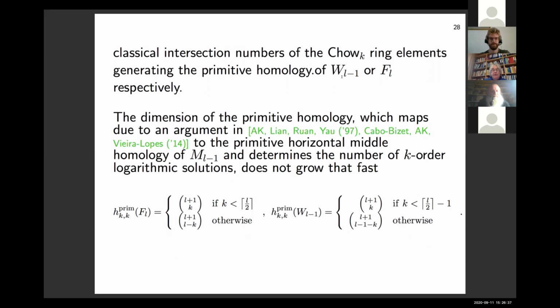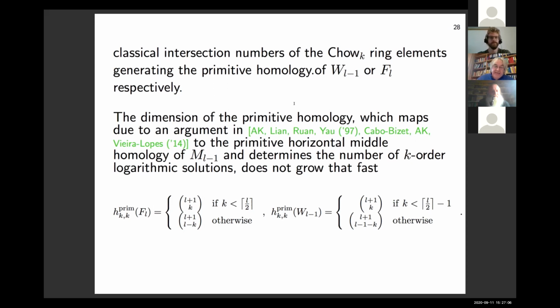And it's very concrete. You can basically immediately construct all the solutions at this point. And what is very important here, the dimension of the primitive vertical cohomology of W maps to the primitive middle horizontal homology of the mirror. And these are the ones which determine the solutions, this k-ordered logarithmic solution.